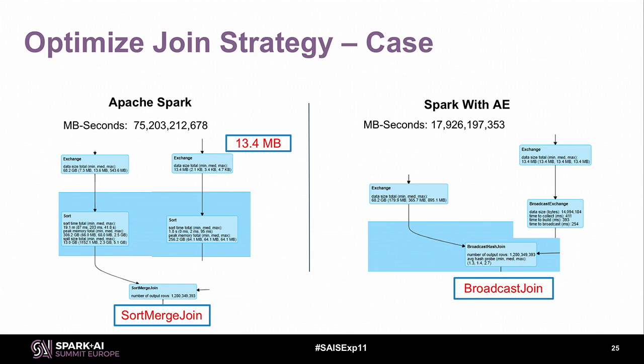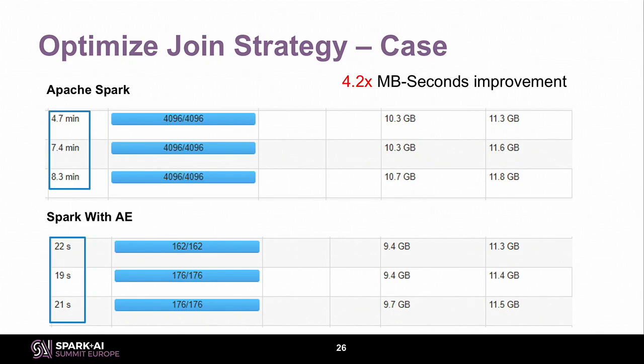Okay, so some cases could really benefit a lot from this feature. In this case, the right side table is quite small, only 13 megabytes, but the sort merge join is still used mistakenly. In AE, we know it is a small table at runtime, so we can transform it to the broadcast join correctly. And we can see some stages run much faster, from 5 minutes to 20 seconds. And the overall megabyte seconds improvement is 4 times.